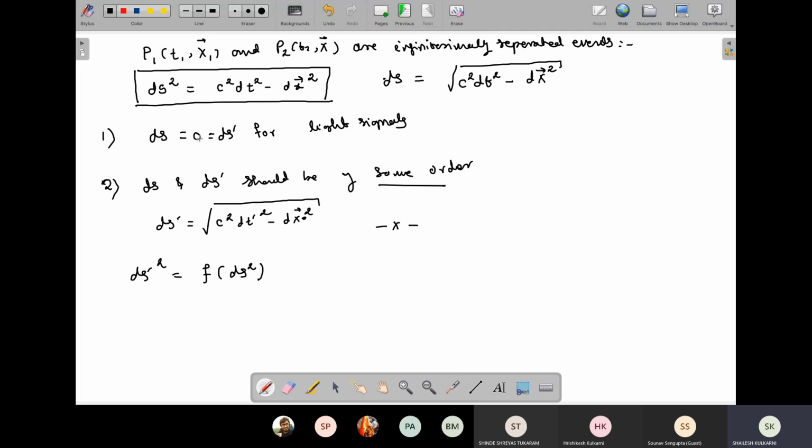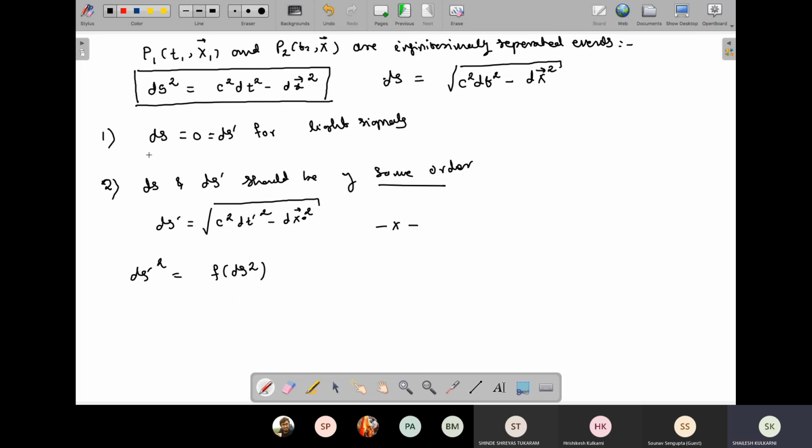If ds equals 0 for light signals in one frame, then ds prime equals 0 in another frame. So whatever we write should hold for light signals also, right? Let me erase this first and write it in a slightly different form. In general, I can write this as some function of ds square.